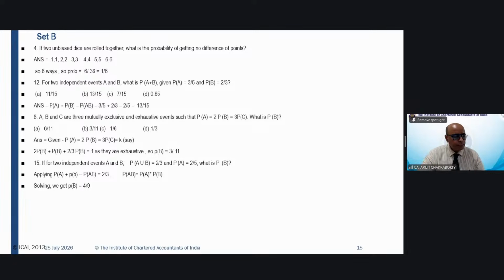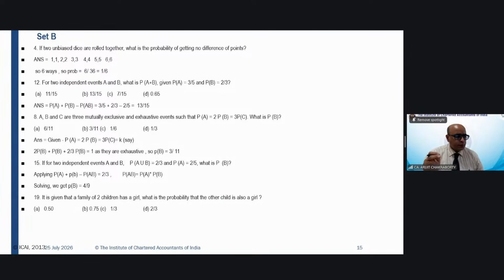So here basically P(A) is how much? P(A) is 2 by 5 plus P(B), which we don't know, plus we have P(A∩B). P(A∩B) is basically 2 by 5 into P(B). Because what is P(A∩B)? A and B are independent, so the joint probability of A and B is simply equal to the product of the individual probabilities, P(A) into P(B). Accordingly, we can solve it and get the required answer.